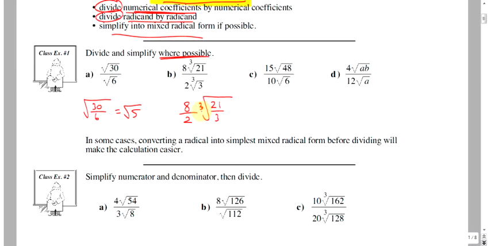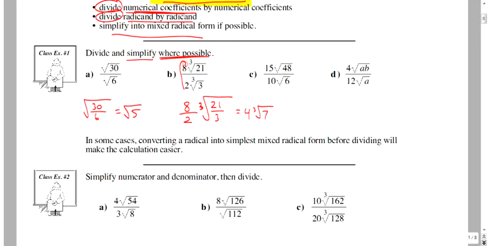Do I know how many times 2 goes in 8? Yeah, that's 4. How many times does 3 go into 21? So that's cube root of 7. Keep going until you can't get any more perfect cubes in this radicand, and there's no perfect cubes in 7, so that's fully simplified.